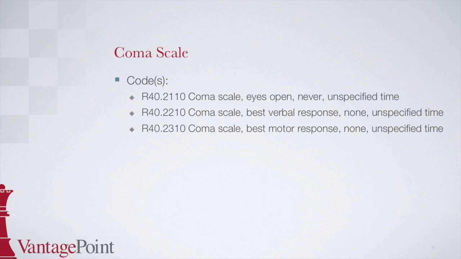Therefore, the next 2 codes would be R40.2210, coma scale, best verbal response, none, unspecified time, and R40.2310, coma scale, best motor response, none, unspecified time. These codes can be located in a similar manner by starting at coma in the alphabetic index, then find verbal response, none, and opening of eyes, never, with matching seventh characters for unspecified time of assessment.